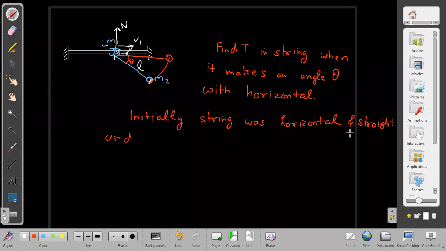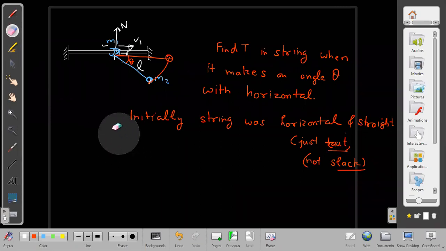I can say this. It was horizontal and straight, or I can say it was just taut, or simply that it is not loose or not slack. You should know these words also. Otherwise, sometimes you will see these words, you will not be familiar, and you will not be able to solve. So initially the string was just horizontal and straight, and we release it.